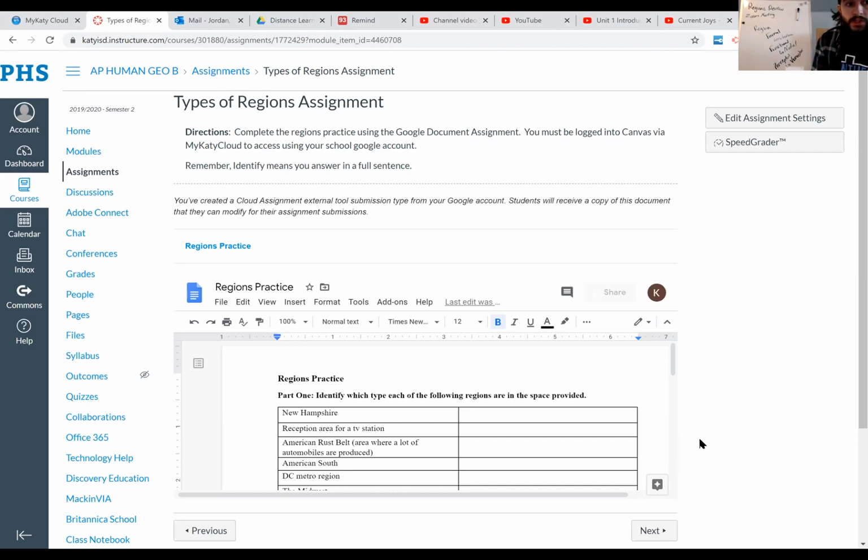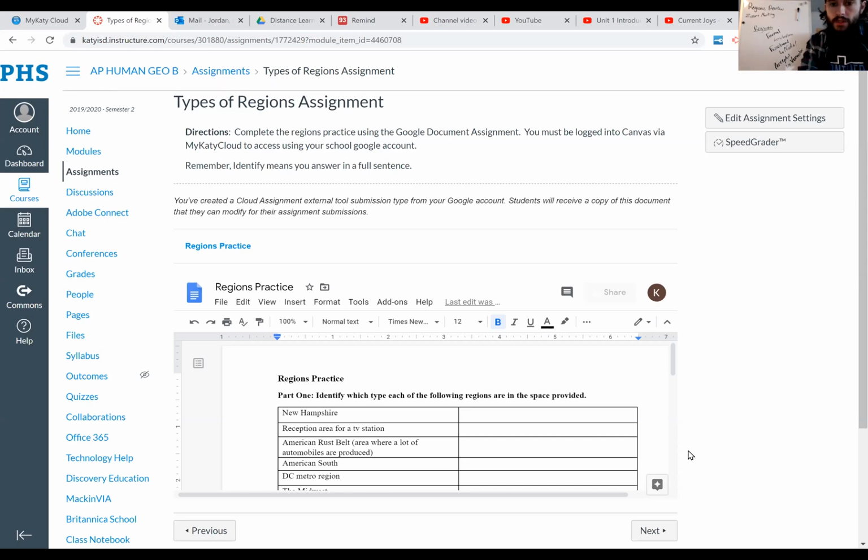All right. So this is really what you need to know, right? When it comes to regions, there's 3 types that also have secondary names. There's formal, functional, and perceptual. And formal has the secondary name of uniform. Functional has the secondary name of nodal, and perceptual has the secondary name of vernacular. All right. Those are the important things.